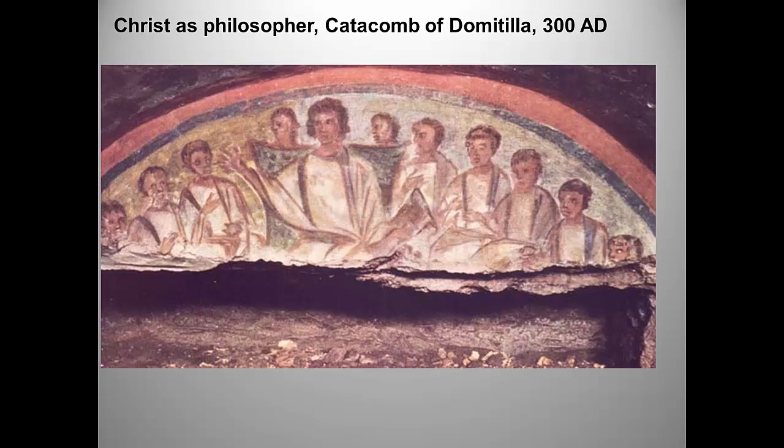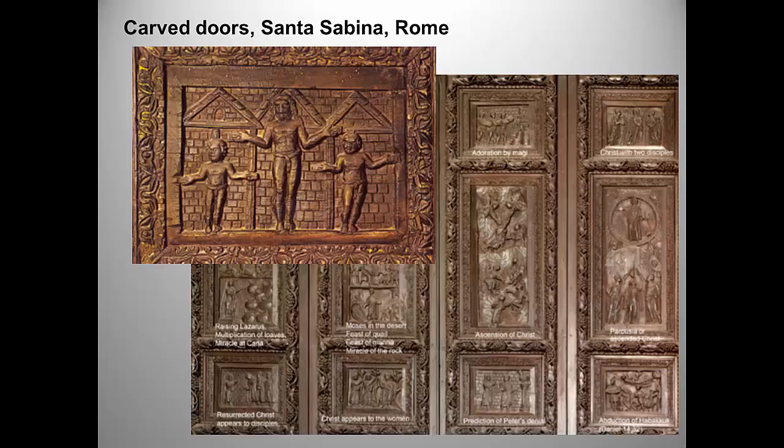And both Christ the Good Shepherd and Christ the Philosopher are images of Jesus as a younger man. The more powerful but also more disturbing image of Christ crucified, which will become so prominent in later Christian art, is almost unknown in this early period. But this image from the church doors of Santa Sabina is an intriguing exception.